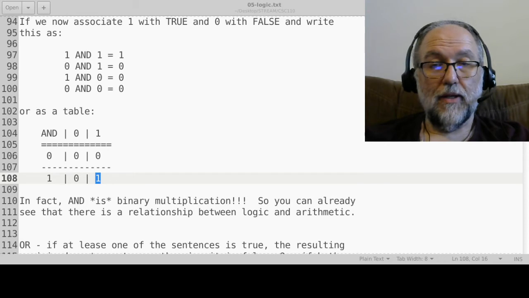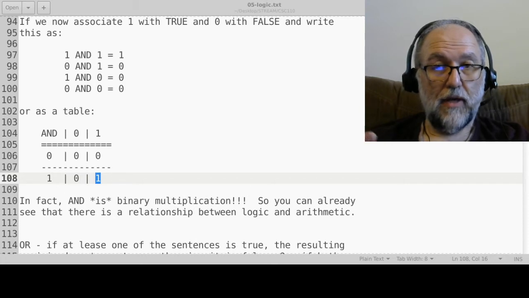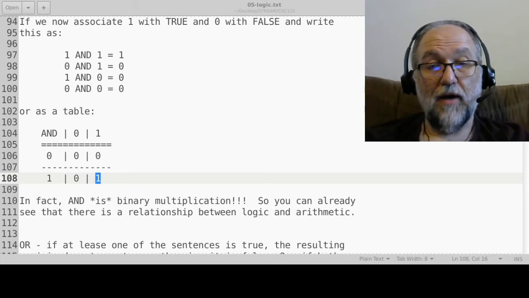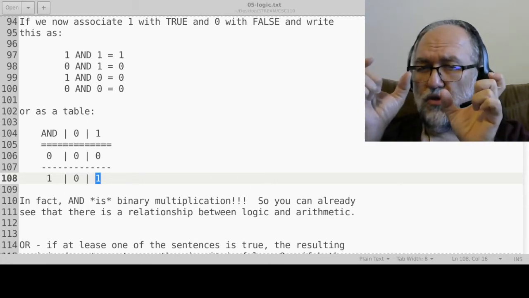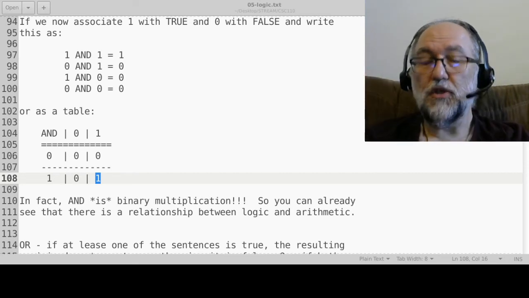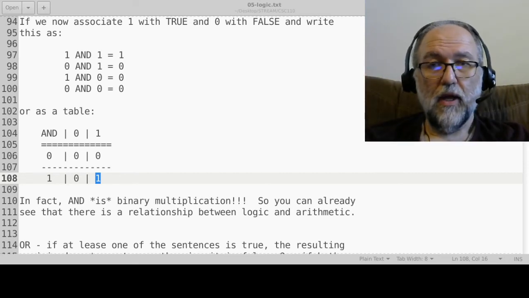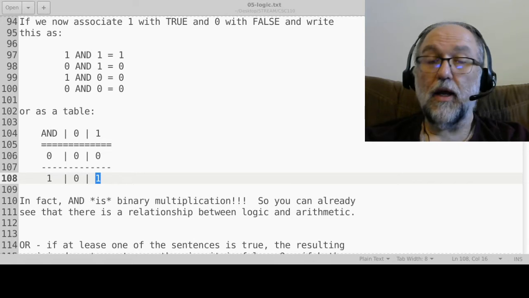But we didn't get to it by multiplication or thinking in terms of math. We got to that table thinking in terms of logic. And the logic was exactly what I gave you above. Only if the two sentences are true when you combine them with and, do you get true, otherwise you get false. And so this is a discovery.